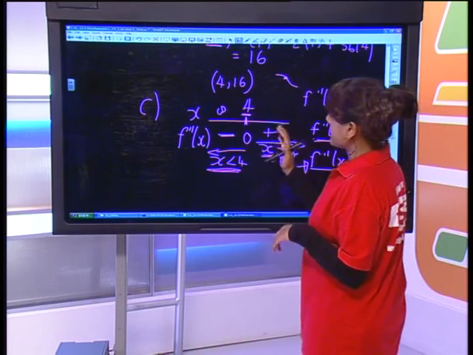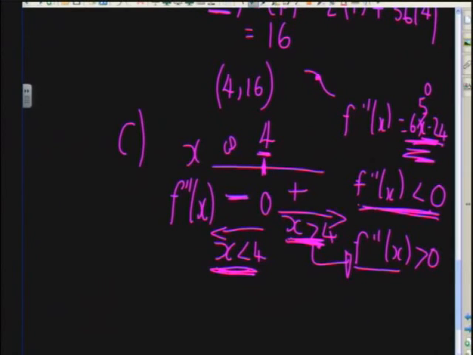Okay, so let's discuss this. What we've got is that for all values of x less than 4, your function is concave down. For all values of x greater than 4, your function is concave up. So we're looking at something like I've drawn there. The concavity is changing, so it was concave down and then it becomes concave up.